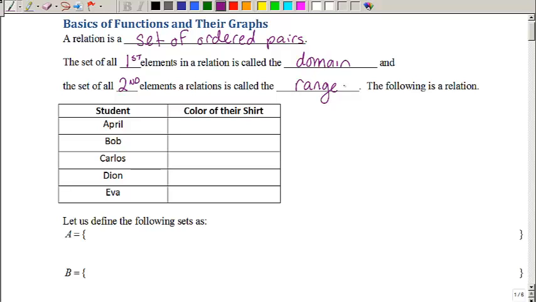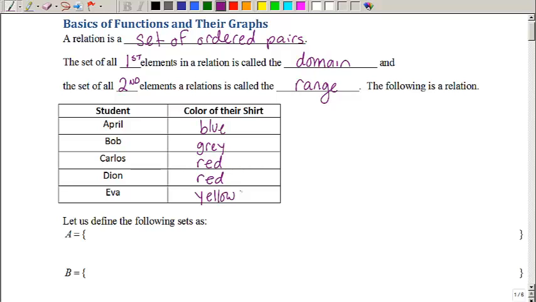The following is a relation. We have a set of students and we have their corresponding color of their shirt. So let's say April has a blue shirt, Bob has a gray shirt, Carlos is wearing a red shirt, Dion is also wearing a red shirt, and Ava is wearing a yellow shirt. This is a relation. We have a set of ordered pairs, and they belong together because we group them together.